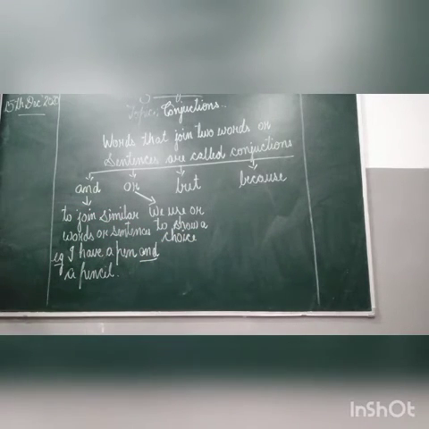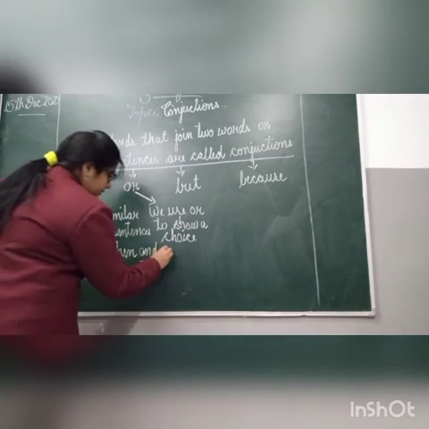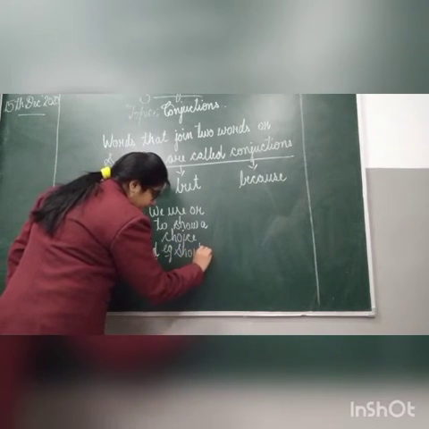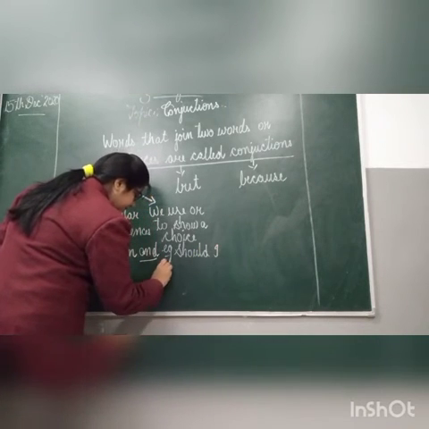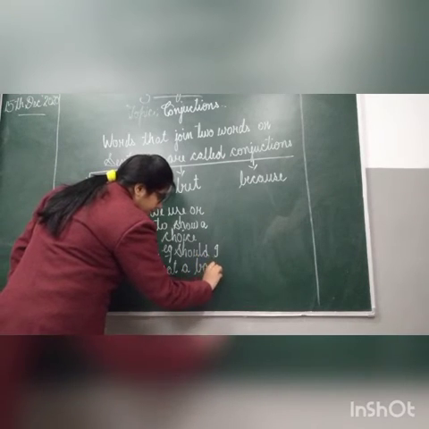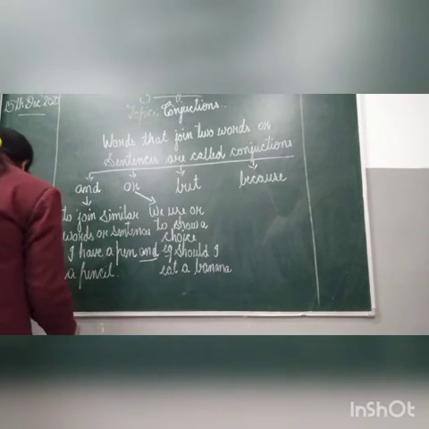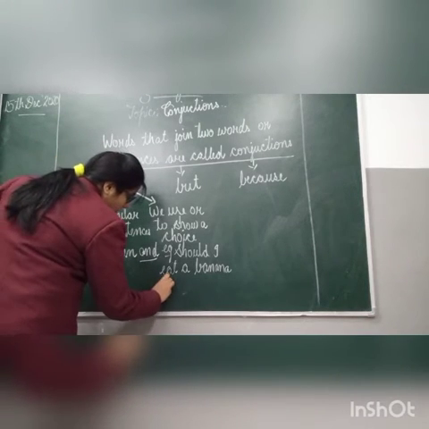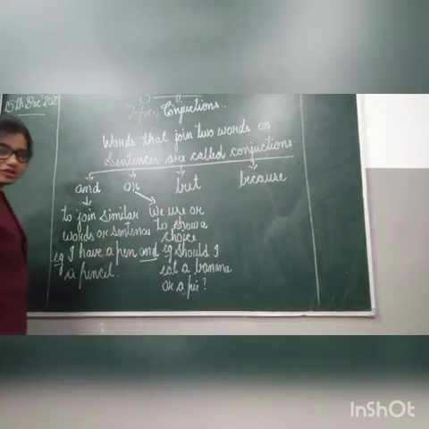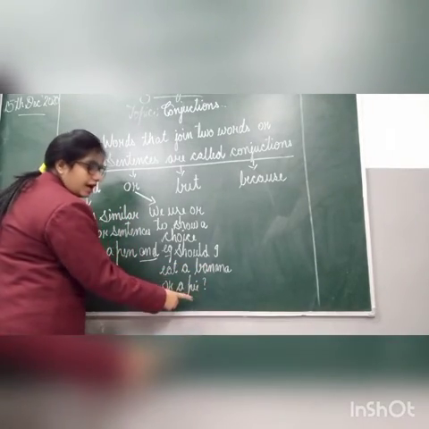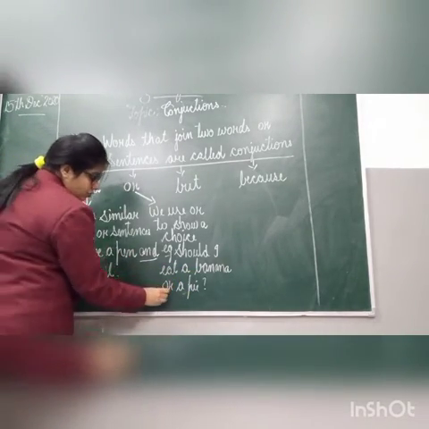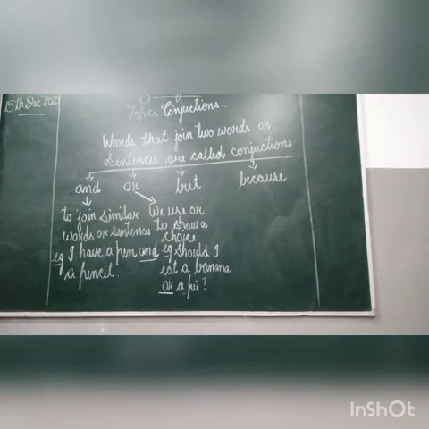For example, should I eat a banana or a pie? You have a choice between banana and pie. So either you can eat a banana or a pie. So we use or to show choice.